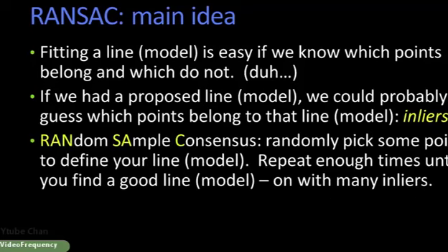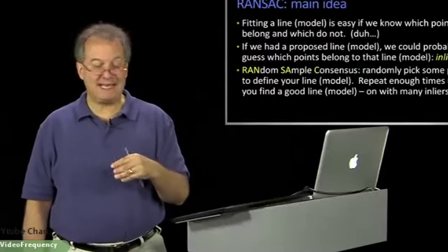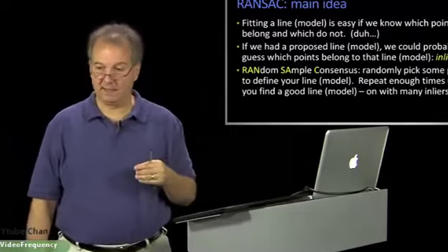The algorithm, random sample consensus, works as follows, and we're going to go through this. Randomly pick some points to define your line or your model. Then repeat this enough times until you find a good one. And what do we mean by a good one? A good one is one that has many inliers. That is, a lot of points are from that line.